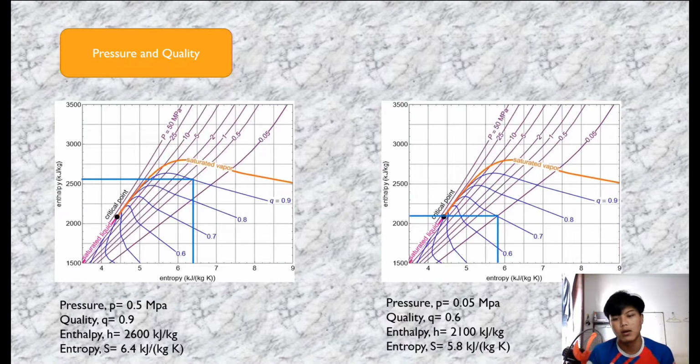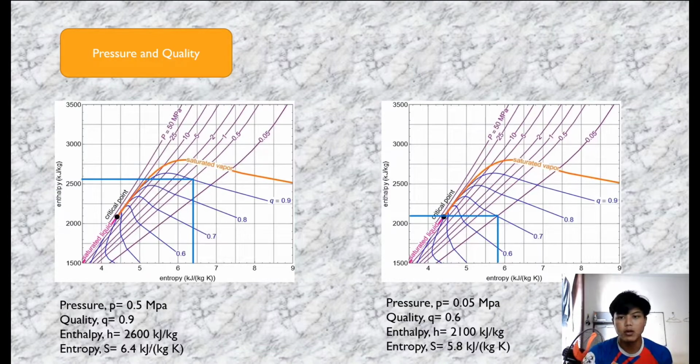Okay, now we are looking for the pressure and quality. There are two different pictures: picture 1 is for the pressure 0.5 megapascal and picture 2 is pressure 0.05 megapascal. For the first picture, we define the value of P as 0.5 megapascal and the quality is 0.9. So we find the intersection point between the P line and the quality line.